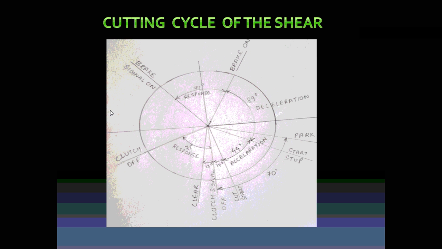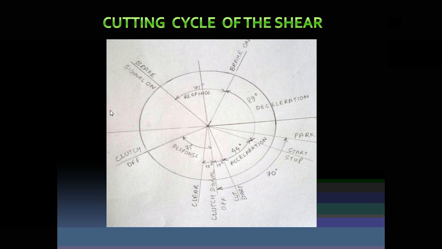Cutting shear cycle of a shear, which we have seen: initially the shear blade will be in initial position, in stop position, which is accelerated in 44 degrees, and a further 34 degrees is used to cut the wire rod, and after 71 degrees of response it again comes into the stop position or start position. Both positions are the same.